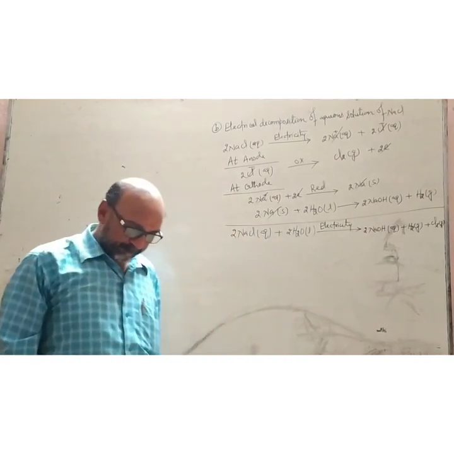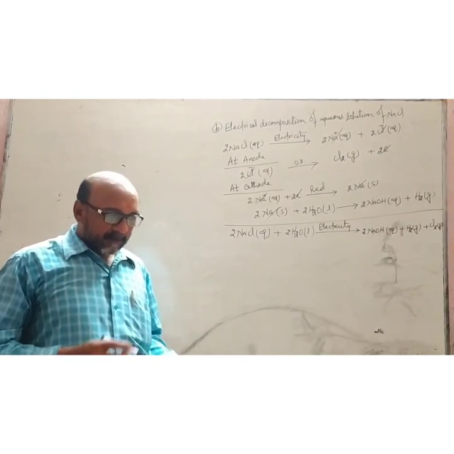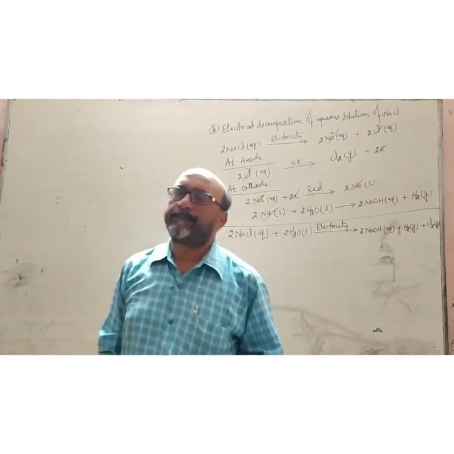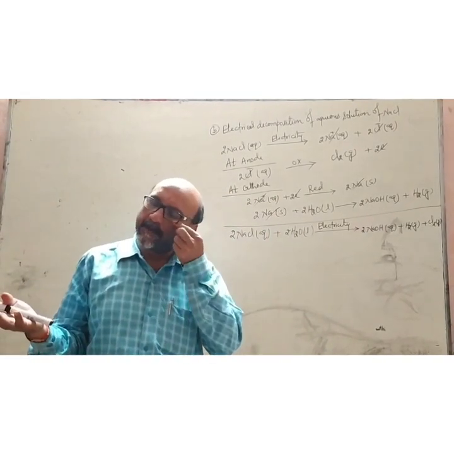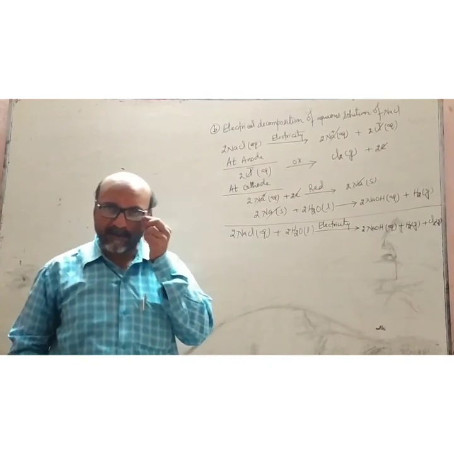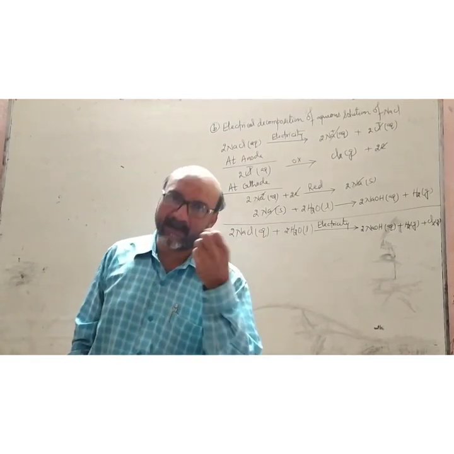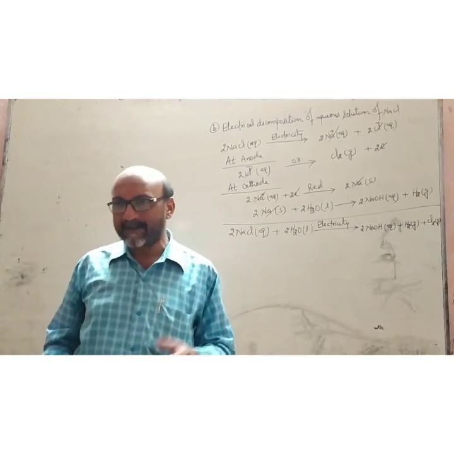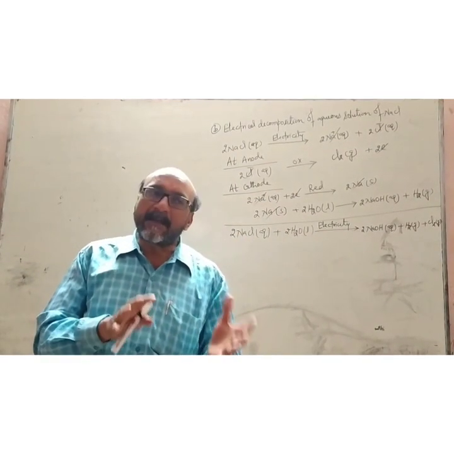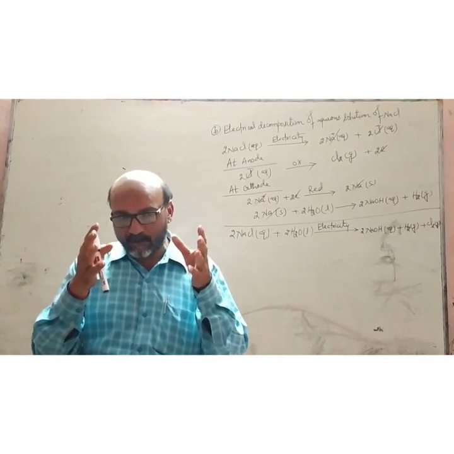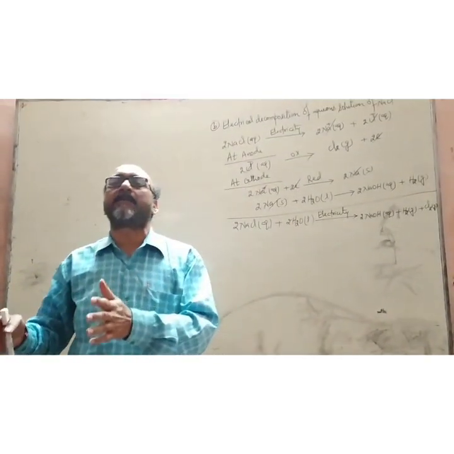This is the third kind, electrical decomposition reaction. Similarly, by supplying electricity, we can decompose water into hydrogen and oxygen gas. We can decompose other compounds like aluminium oxide, Al2O3, if you take it in the molten state, by passing electricity. Taking molten aluminium oxide in an electrolytic cell, we can decompose it into aluminium metal and oxygen.